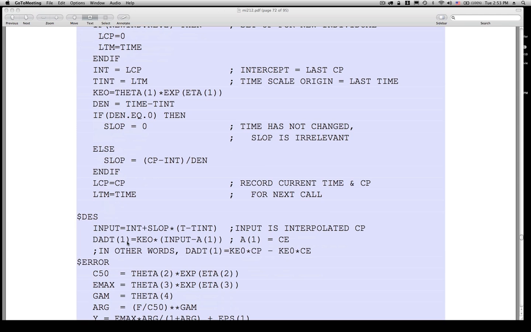So dAdt1, which is the rate of change in the effect compartment, is going to equal KE0 times the input minus KE0 times the effect compartment concentration. dAdt1 is actually a concentration, so it's a dCdt here. Or in other words, KE0 times plasma concentration minus KE0 times effect compartment concentration. So this is the clever trick that's used here to make that link.